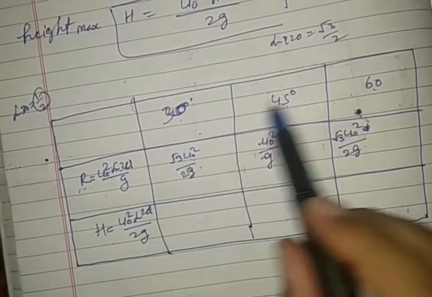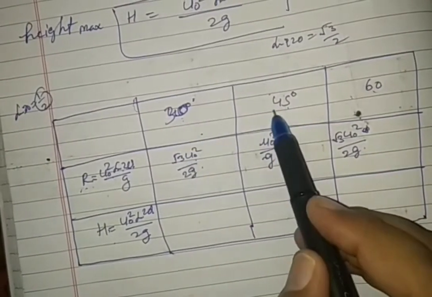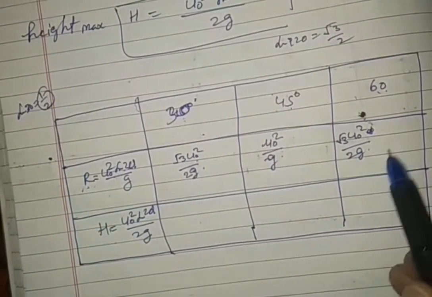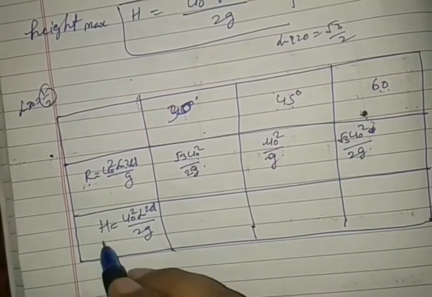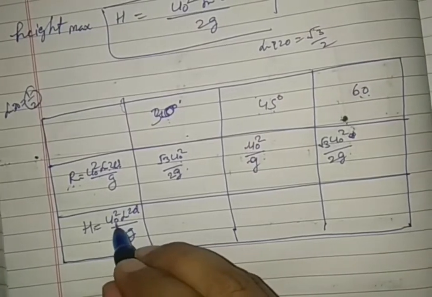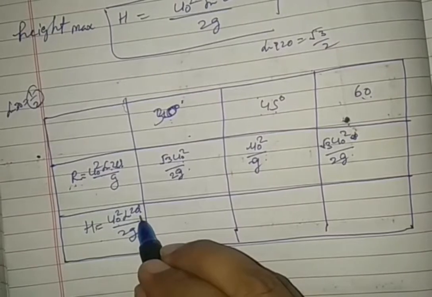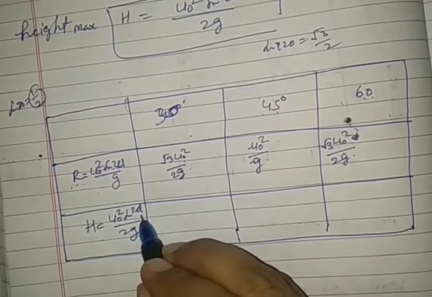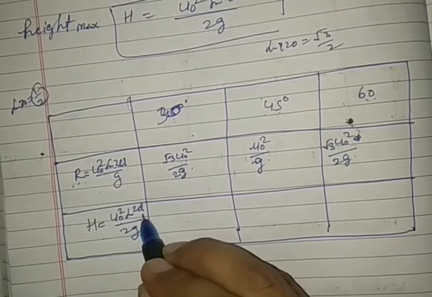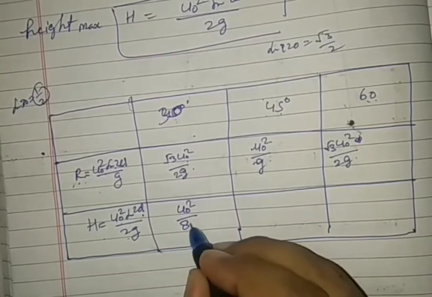So at different angles, three angles we have taken: 30 degree, 45 degree and 60 degree. The formula of range is according to this diagram. Now see here, for the maximum height gained in this case, the formula is u naught square sin square theta by 2g. At 30 degree, see carefully, sin 30 is 1 by 2. 1 by 2 square is 1 by 4. So it becomes u naught square by 4 into 2g, that is 8g.